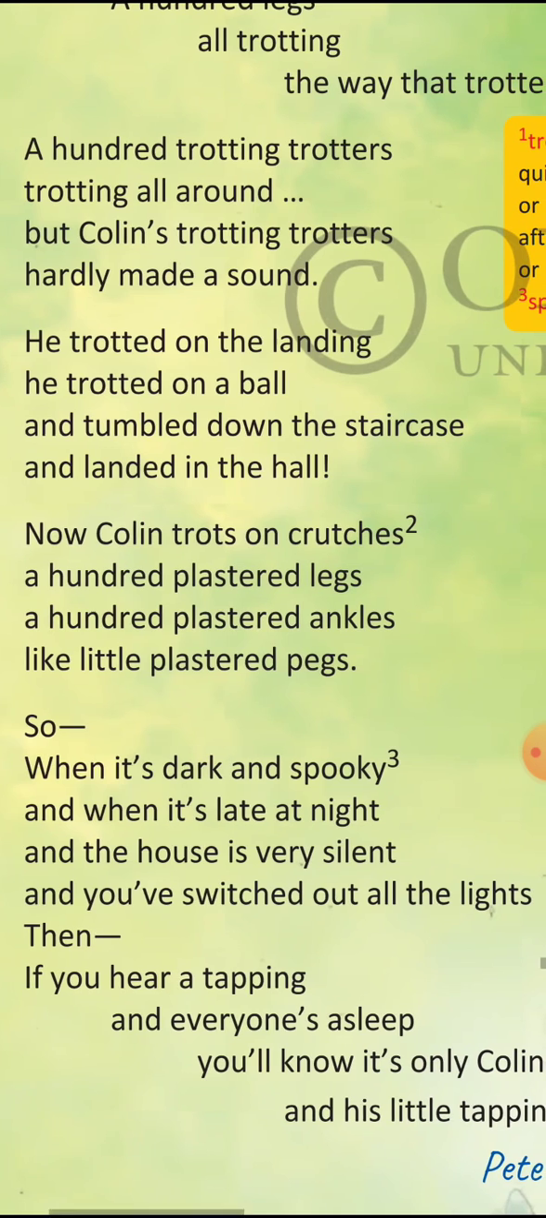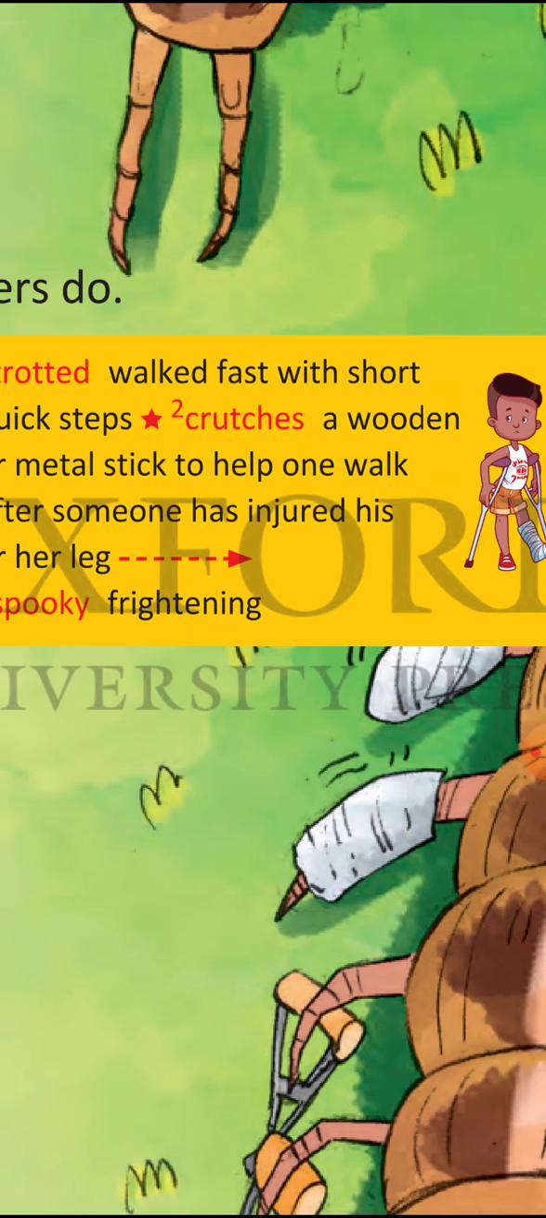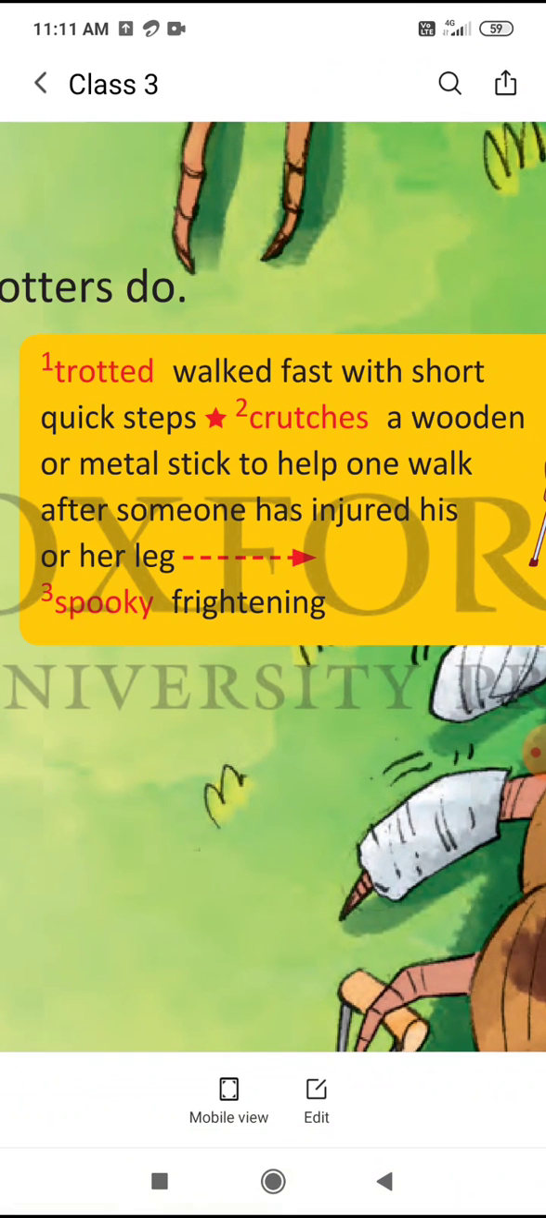Crutches means what? Can you see in this picture, children, in this yellow box? Crutches means a wooden or a metal stick to help one walk after someone has injured his or her leg, that is, a handicapped person. When they are unable to walk, when the legs have been fractured or they must have injured their legs, so when they cannot move, what do they use? They use crutches. So it is a wooden stick which helps them to walk. Can you see in this picture? Yes. So Colin trots on crutches. Even on the crutches also Colin is moving.